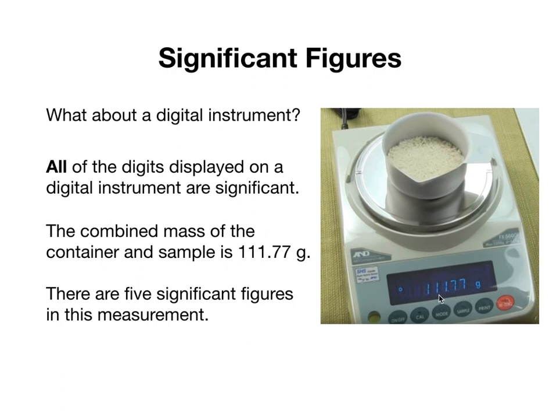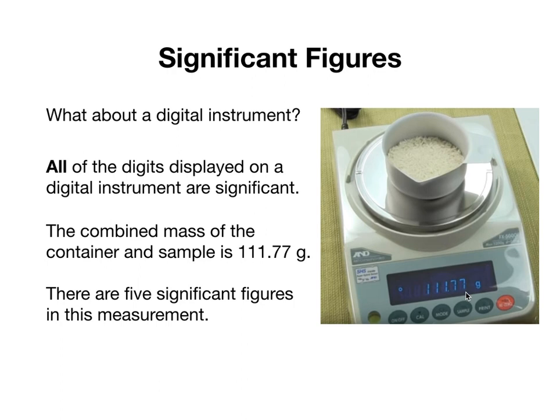So this might read 111.77, 78, 77, 78, and it kind of fluctuates, and then it stops. That's the instrument making its best guess as to what that last digit is. Okay, so these are the digits. These first 4 digits are known for certain. This last one is the one that's estimated.